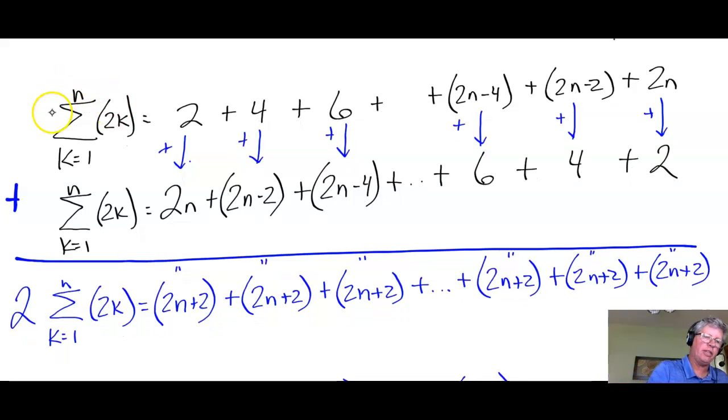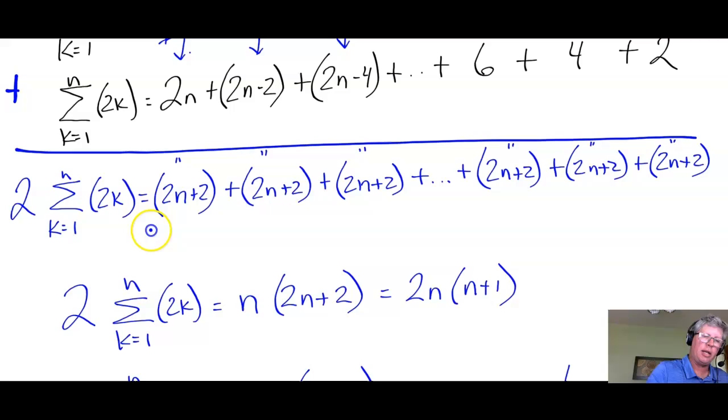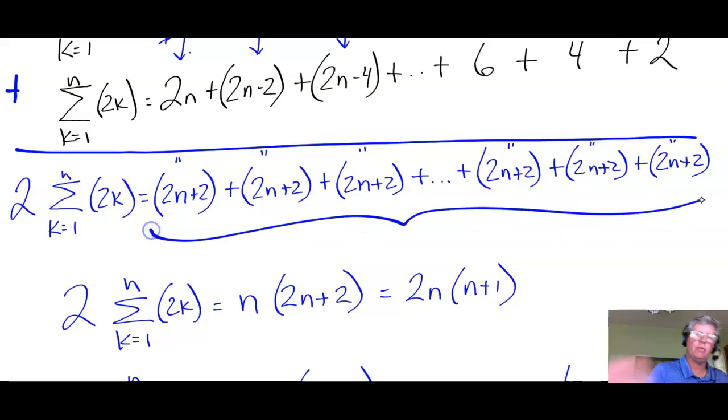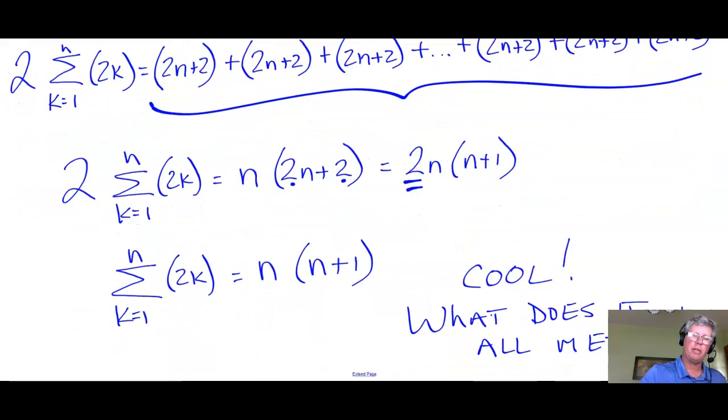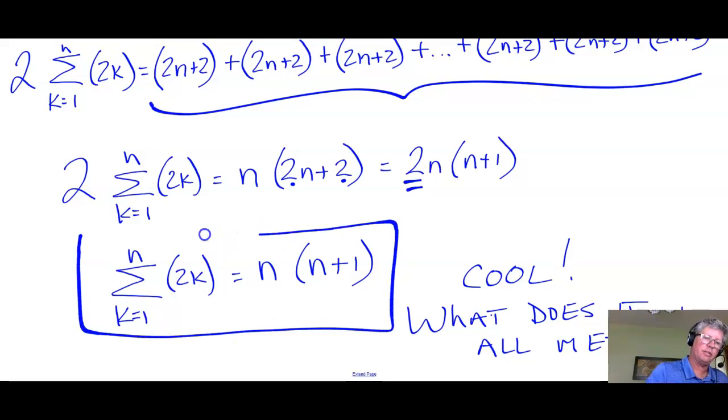Now on this side, I have this sigma notation plus this sigma notation, which means I have 2 of those sigma notations. Well, how many of those terms do I have? There's n terms, so I'm going to have n of these. So n times 2n plus 2. Hopefully you can see I factored out the 2 because it's here and here. And remember, 2 times this equals 2n times n plus 1. I'm going to divide both sides by 2, and I end up with this.